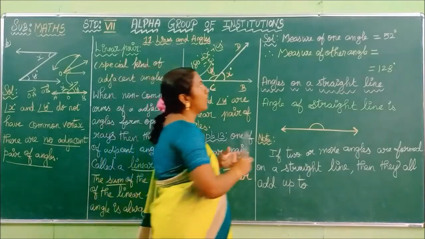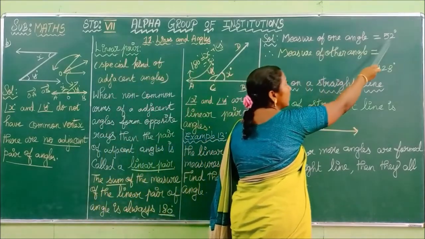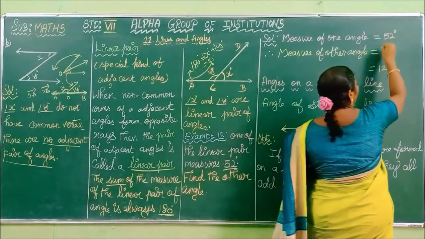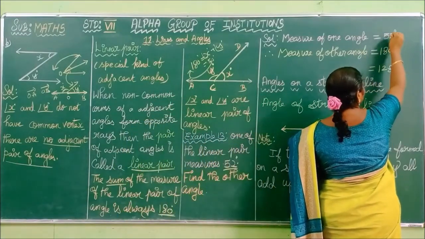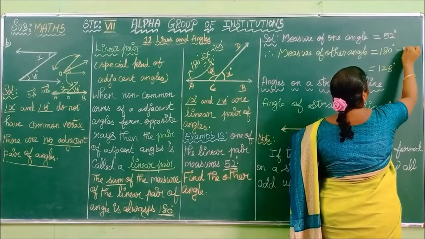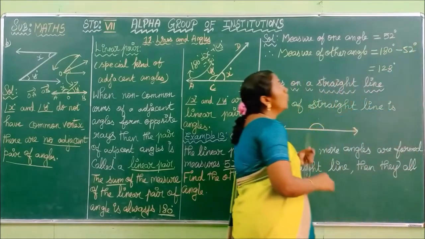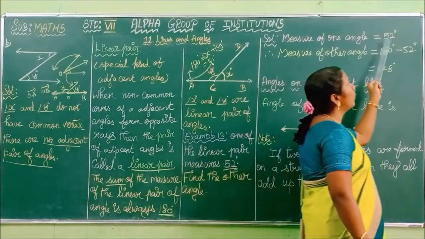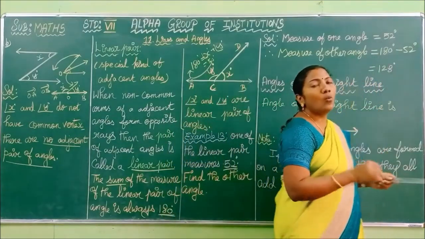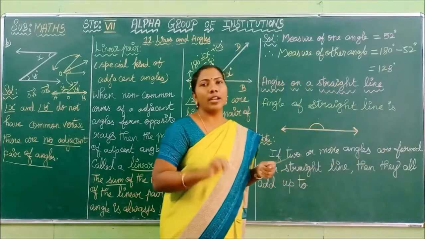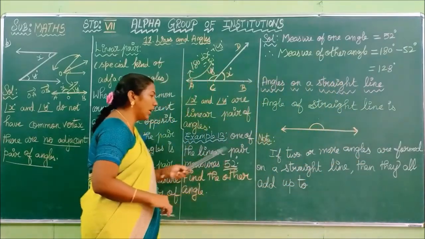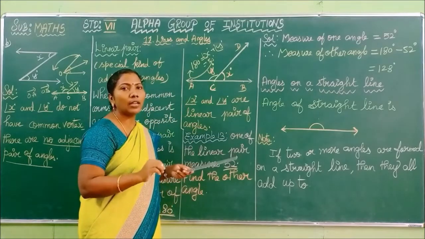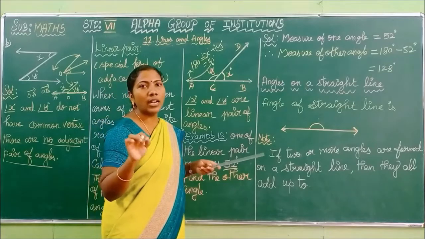So see the solution part. Measure of one angle is 52. So to find the measure of the other angle, you have to subtract this 52 from 180 degrees. Do you understand, children? Why are we subtracting 52 from 180 degrees? Because in the question they have told us they are a linear pair. Linear pair means if you add the two angles, it always gives the answer 180.